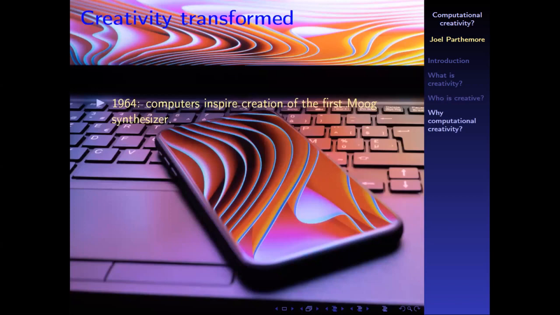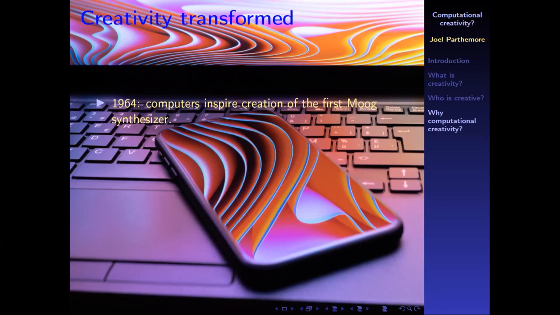Now, the problem I see, before I close here, with focusing too much on the question of whether current artifacts are independently creative agents, is that we miss the tremendous transformational effect that digital computers have had on human creativity over the last half century.